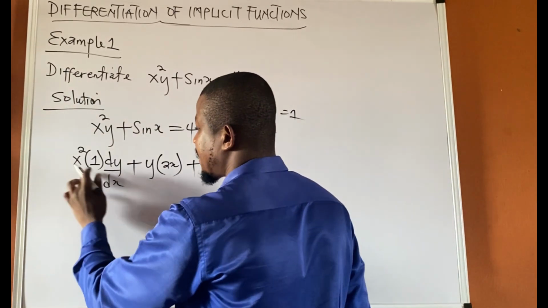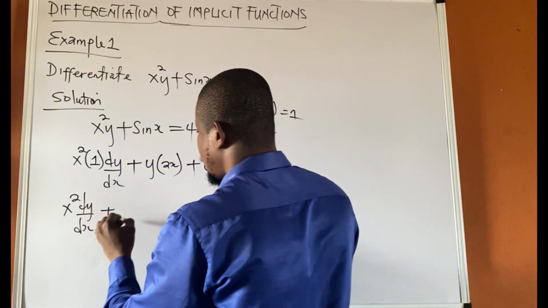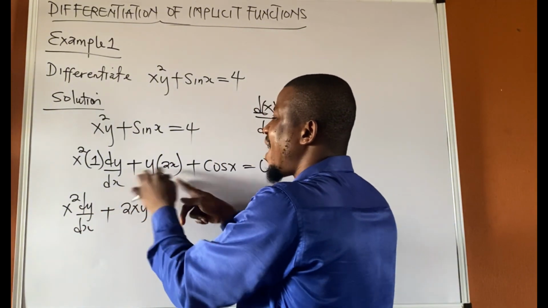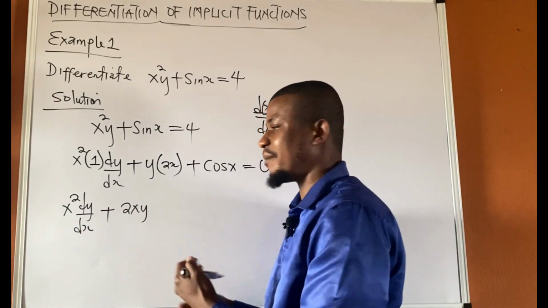So we have this times this, we have x squared dy dx plus this is 2xy. Now, it doesn't matter whether I write 2yx or 2xy, but I prefer to write it x and y, more like in alphabetical order.